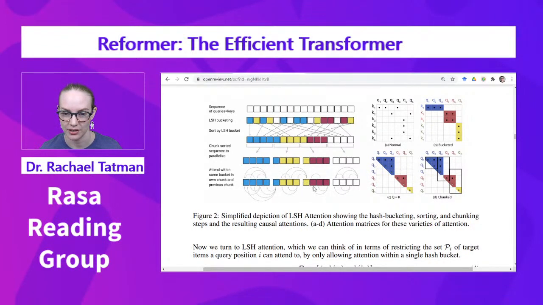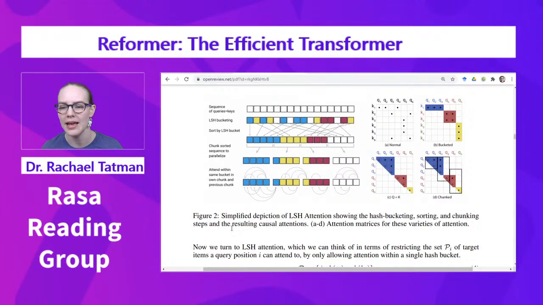The yellow is also attending to items from the previous chunk, but the white is not, because the white bucket doesn't have any matching items in the previous chunk. So the items in the white bucket are only attending to the current chunk because there are no objects from that same bucket in the previous chunk. And red is only attending to other red sequences because it's not in the same bucket as yellow. Yeah. Okay. This makes sense.